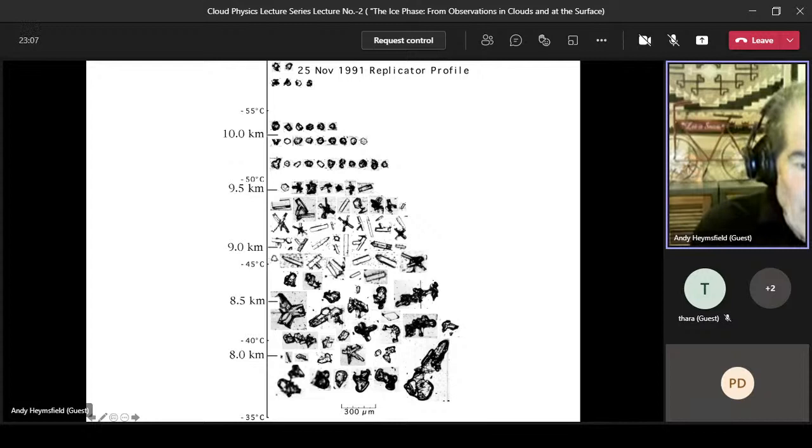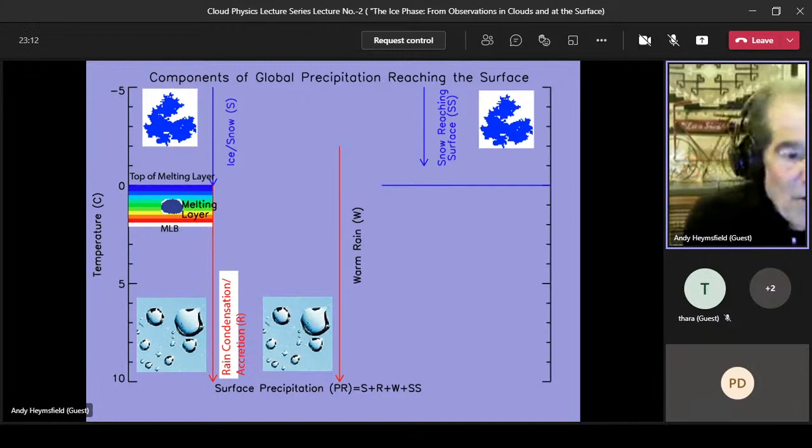Now I wanted to start telling you a little bit about more recent work, which I've been enjoying. I did a study looking at the fraction of the Earth's precipitation that's due to the ice phase. Here is the surface precipitation, which I'll call PR. Globally, it's due to a combination of snow that reaches the surface at temperatures below zero C, and a rain component, and rain can be due to melting snow.